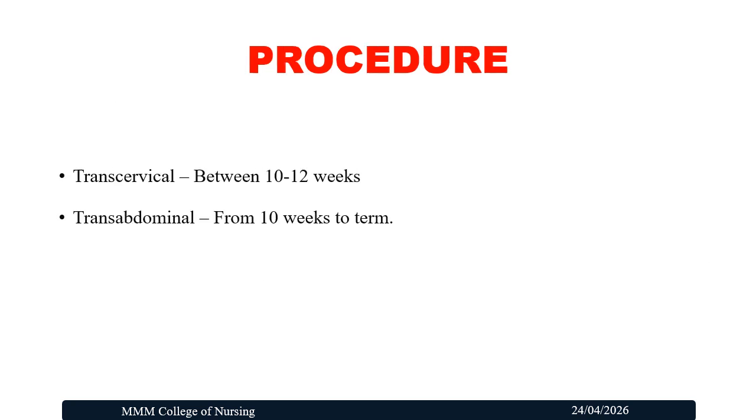Procedure. There are two types of procedure that can be done. One is transcervical, the second is transabdominal. Transcervical can be done between 10 to 12 weeks, and transabdominal can be performed from the 10th week of gestational age till term.